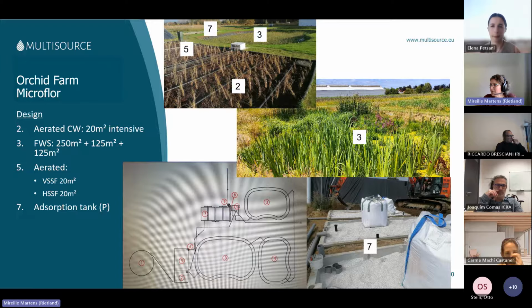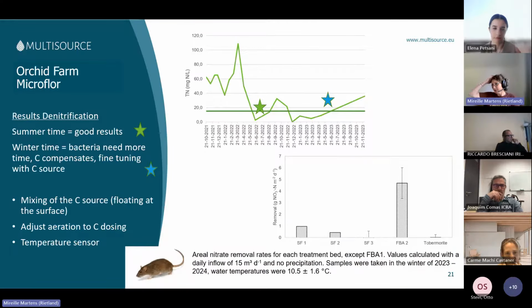The water flows in number 7, and number 7 are tanks with an adsorption material to trap this phosphor. Okay, some more information. It took us a long time to get, well, we're still trying to operate this in a very good way.